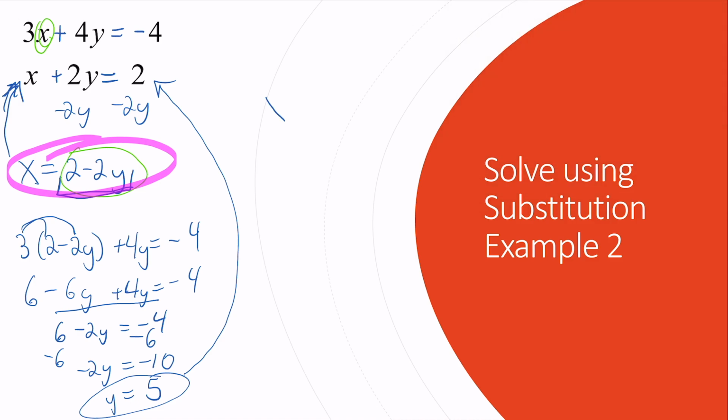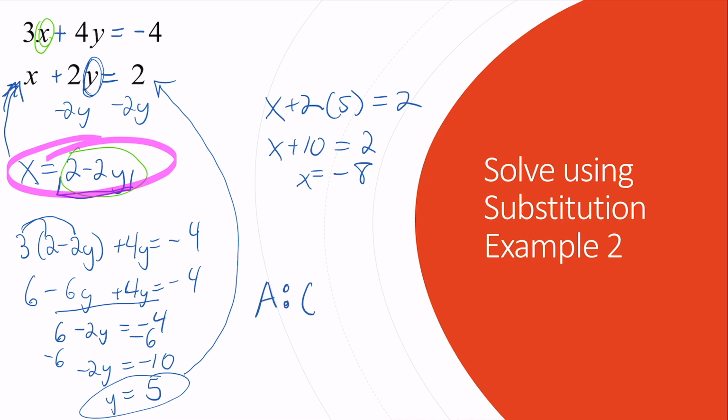So now I have x plus 2 times 5 equals 2. x plus 10 equals 2, so x is negative 8. So my answer is that these two lines intersect at one point, and that point is when x is negative 8 and y is 5.